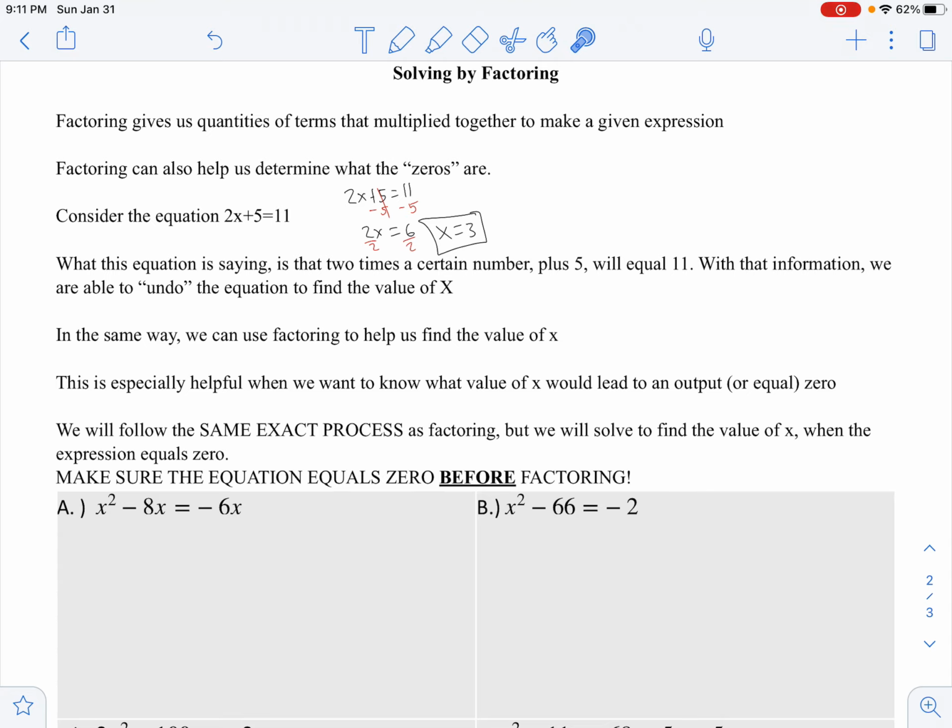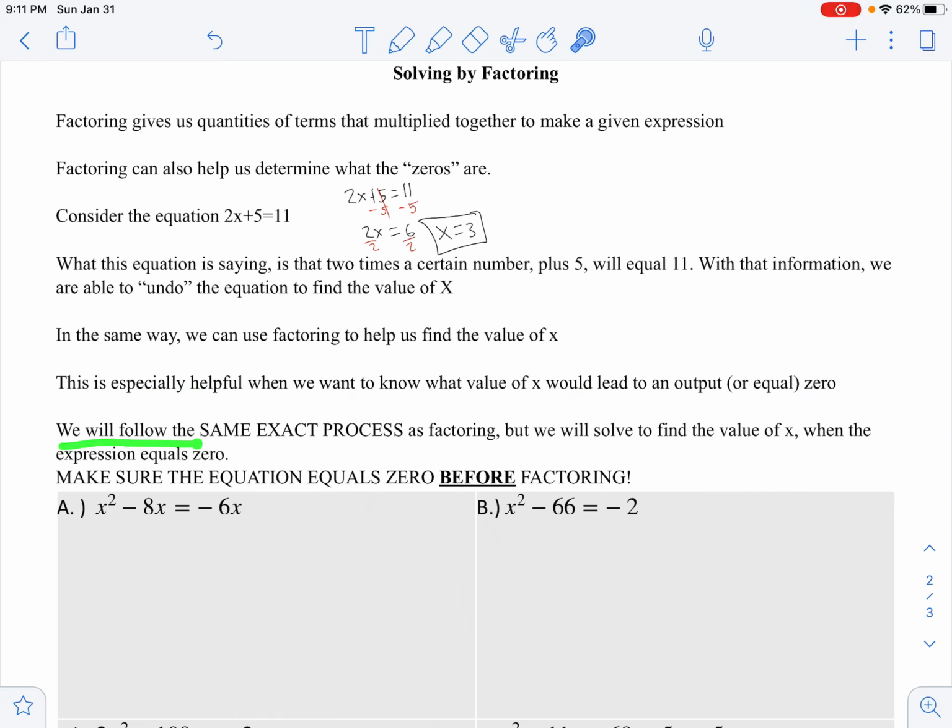I wish we were in class to actually talk about it, but hang with me here. Today we're just going to be learning the math behind it, and then we'll get to explore that a little bit further in Unit 8, I believe. So this is especially helpful when we want to know what value of x would lead to an output that is equal to 0.